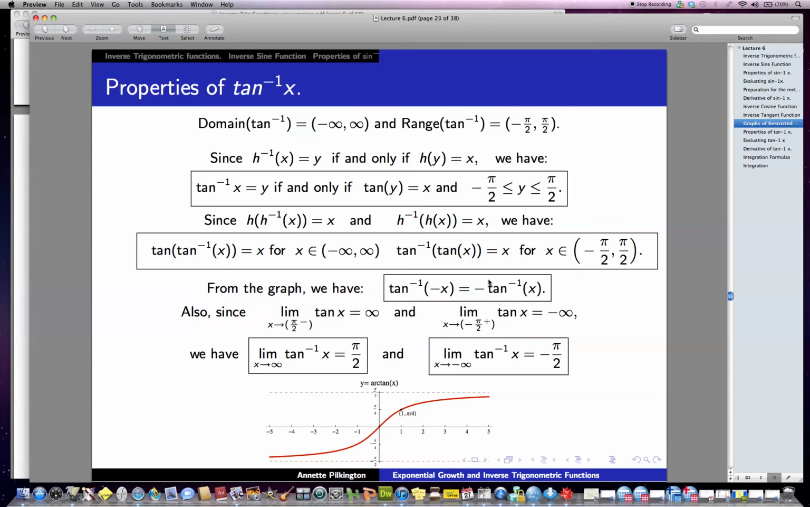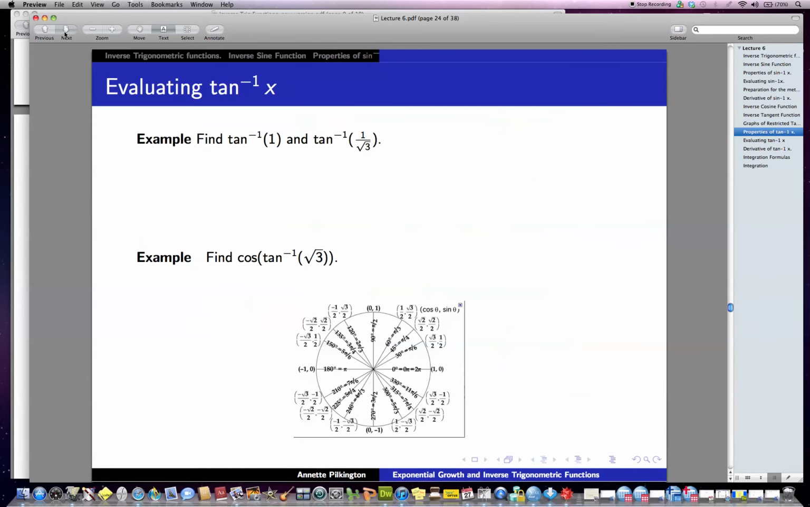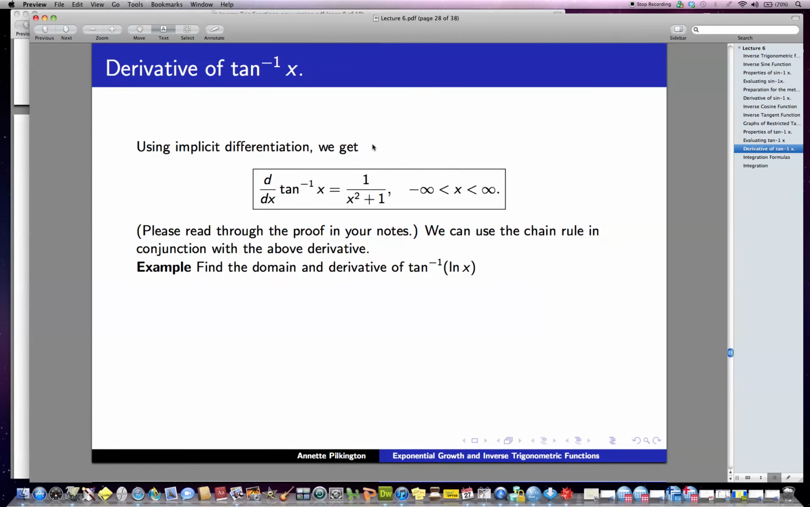From the graph, we see that it's also an odd function. Tan inverse of minus x is minus tan inverse of x. And we also have two limits. The limit as x goes to infinity of tan inverse is pi over 2, and the limit as x goes to minus infinity of tan inverse is minus pi over 2. In class, we'll calculate some examples. And also you can use implicit differentiation to show that the derivative of tan inverse is 1 over x squared plus 1.